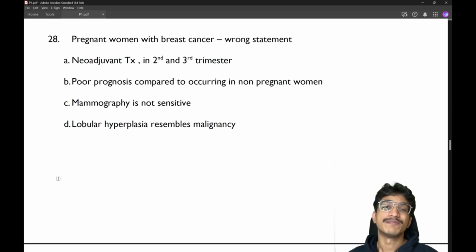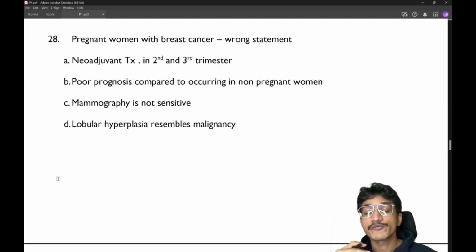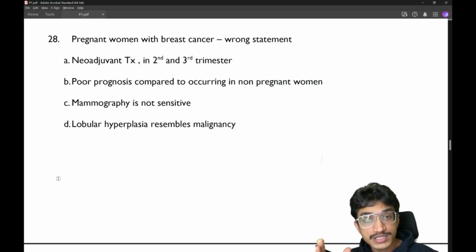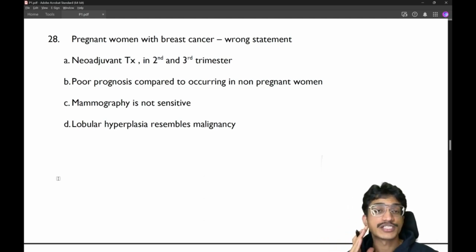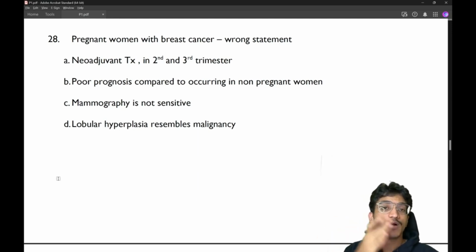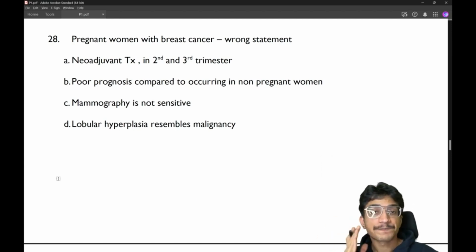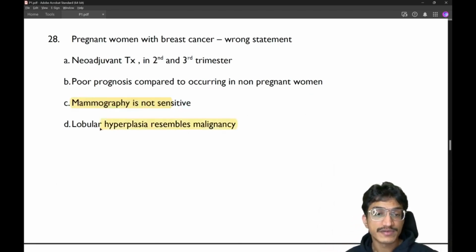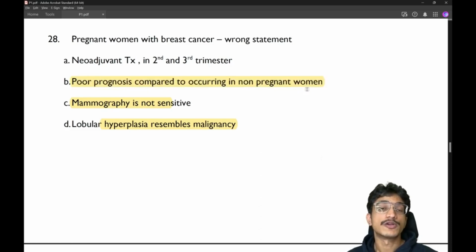Pregnant woman with breast cancer. I had covered this topic of pregnancy with breast cancer, which is given in shorts, and they have asked the question from the same topic. So I have been trying to cover all the important topics in my content. So in this, neoadjuvant is given in the 2nd or 3rd trimester. Mammography is not sensitive. Lobular hyperplasia can resemble malignancy. So here it is not having poor prognosis compared to non-pregnant.